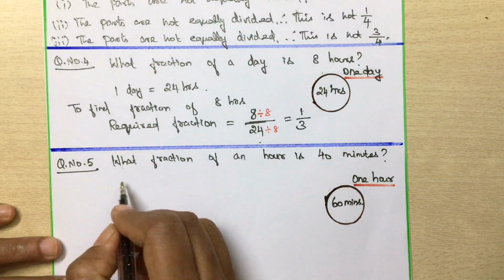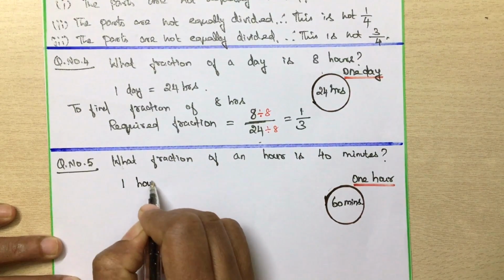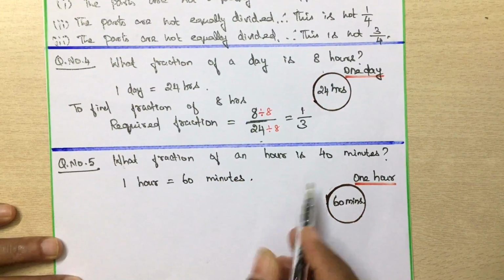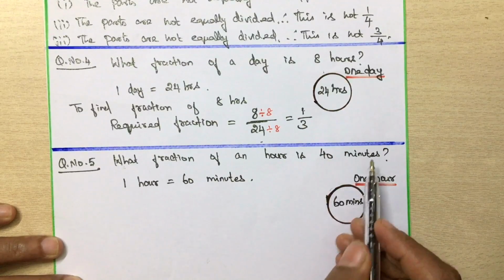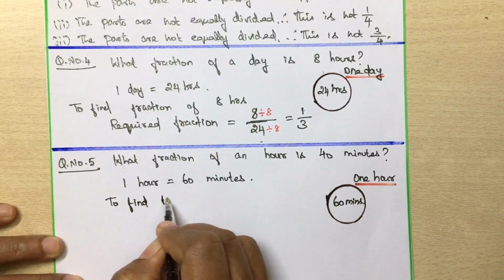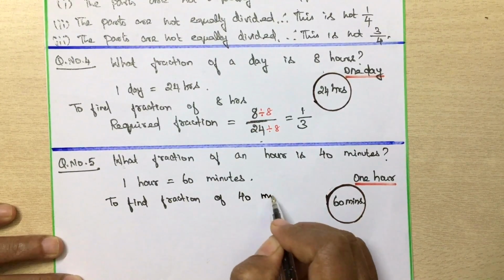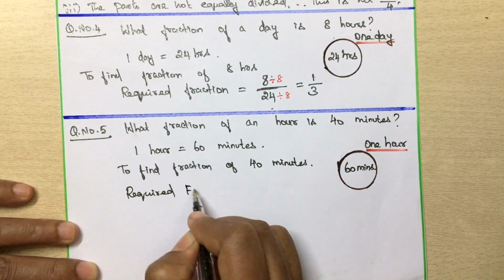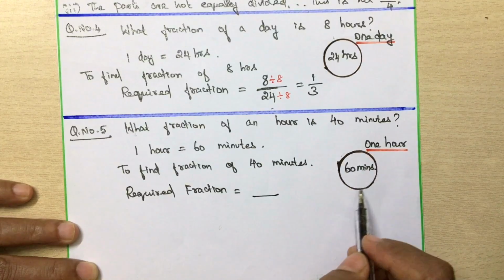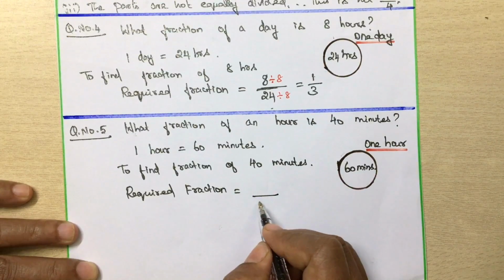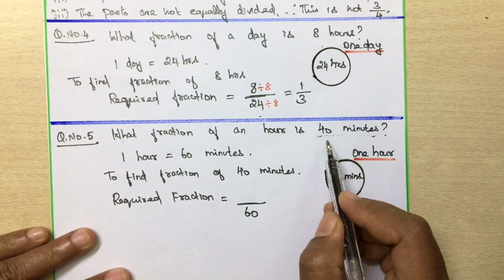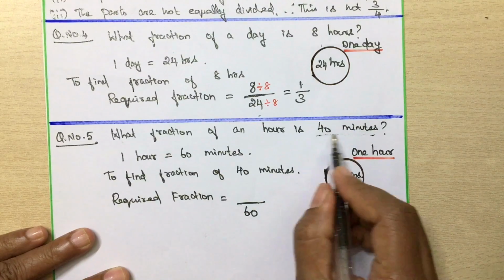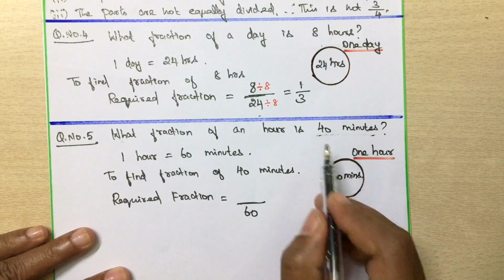Okay, now we have got 1 hour is equal to 60 minutes. So what you have to find? The fraction for 40 minutes. So now we have to find the required fraction. Write the whole here. So what is the whole part? Which is 60 minutes. Okay. Numerator is about what is asked or what is required. Here it is about 40 minutes. You have to find the fraction for 40 minutes.